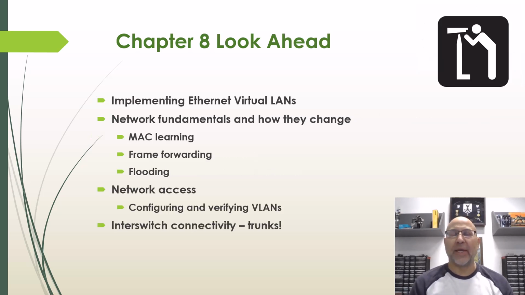Here's our Chapter 8 look ahead. Chapter 8 is a big chapter. It is implementing Ethernet virtual local area networks, or VLANs, one of my personal favorite topics. It changes our network fundamentals because it creates barriers and mini switches. So we'll see how that works. Everything that you know about MAC learning, frame forwarding, flooding, all of those things are going to be modified based on the VLAN configuration. Even how network access works. So we're going to configure and build VLANs and maybe even connect bunches of VLANs together across switches via trunks. Very exciting. It'll be fun.